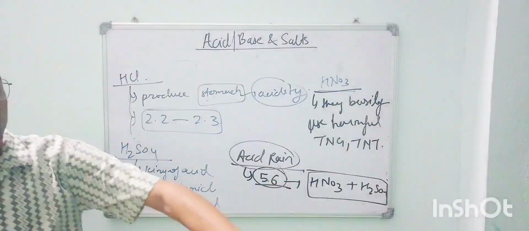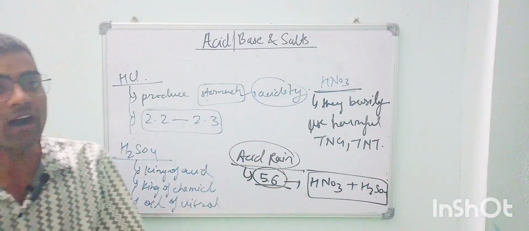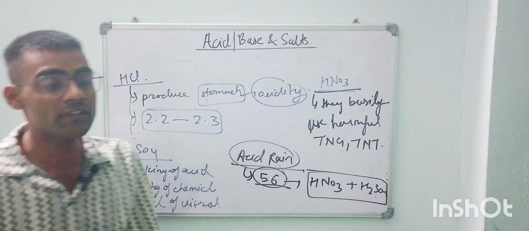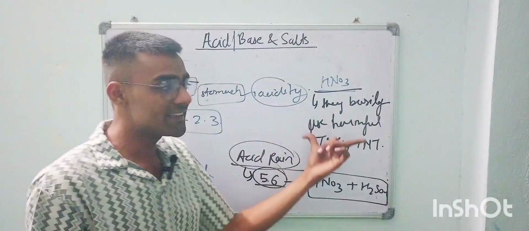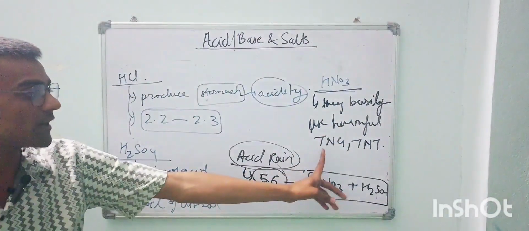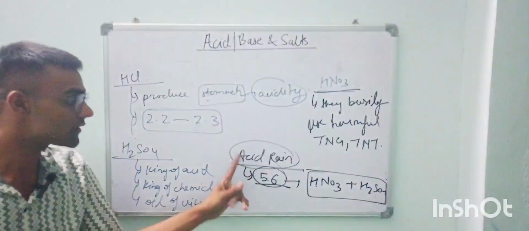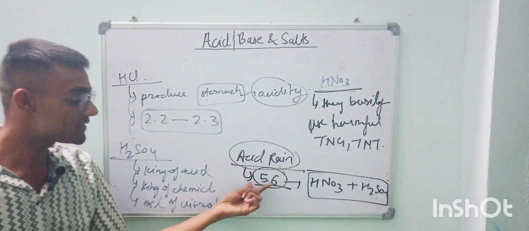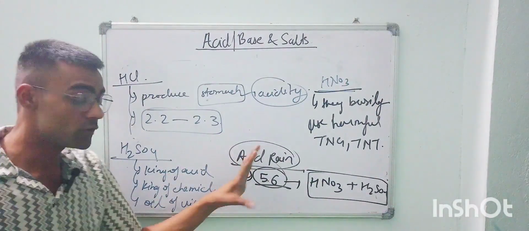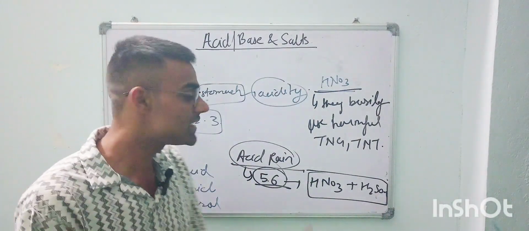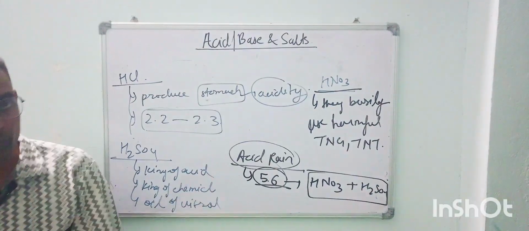In the case of nitric acid, it is used in harmful products which are going to explode. In those cases they are using it, for example TNG and TNT. And next we have discussed acid rain. Acid rain has a pH of 5.6. If the pH value is less than 5.6, then it is known to be acid rain.